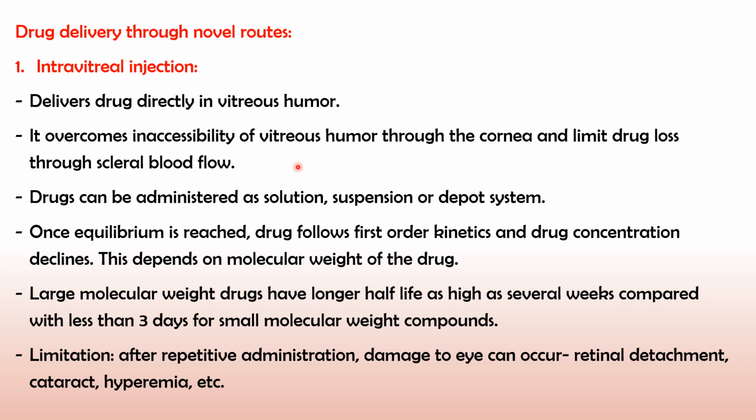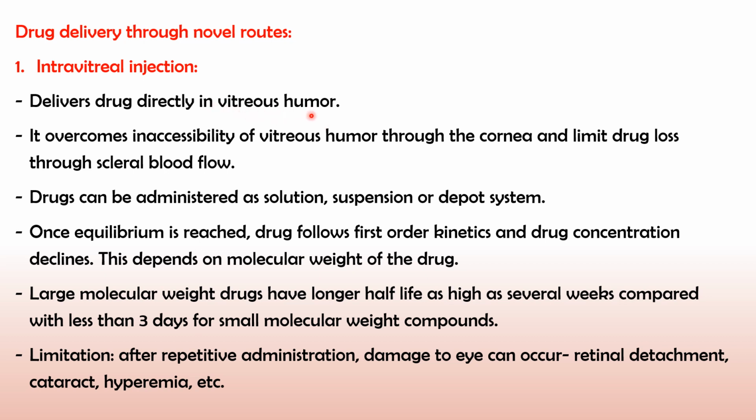Now we have seen that when the drug has to permeate through the eye, it has to move through the cornea. Now cornea is the major hurdle for drug absorption. Okay, so if we give the injection directly into the vitreous humor, then it will overcome the barrier of the cornea, and also the loss of drug which occurs due to the scleral blood flow will be limited. Okay, so we are going to give the injection directly into the vitreous humor, so its bioavailability will be increased.